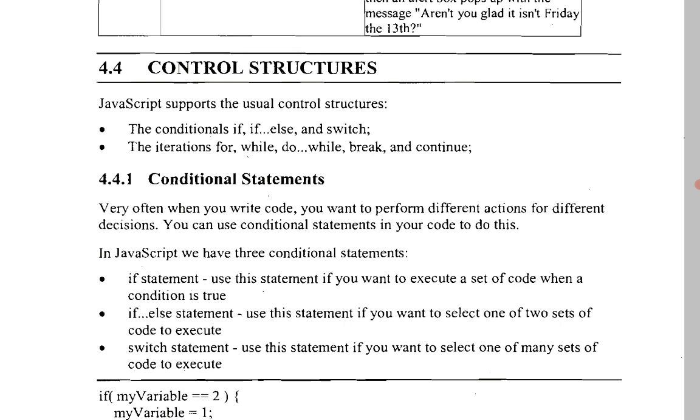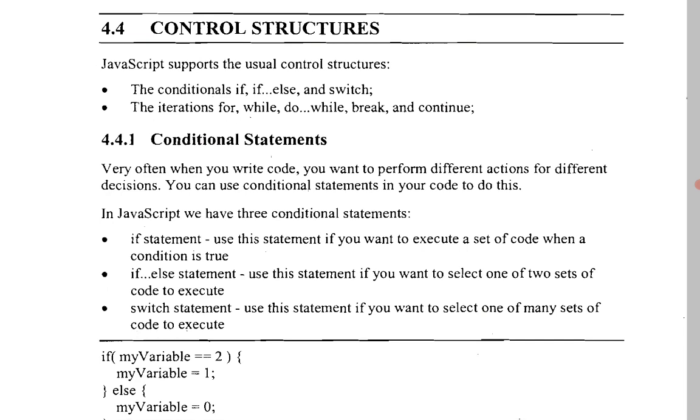Generally, control structures or control statements are basically of two types. First one is the conditional statements or conditions. Second one is the iterations, which are loops or looping statements.